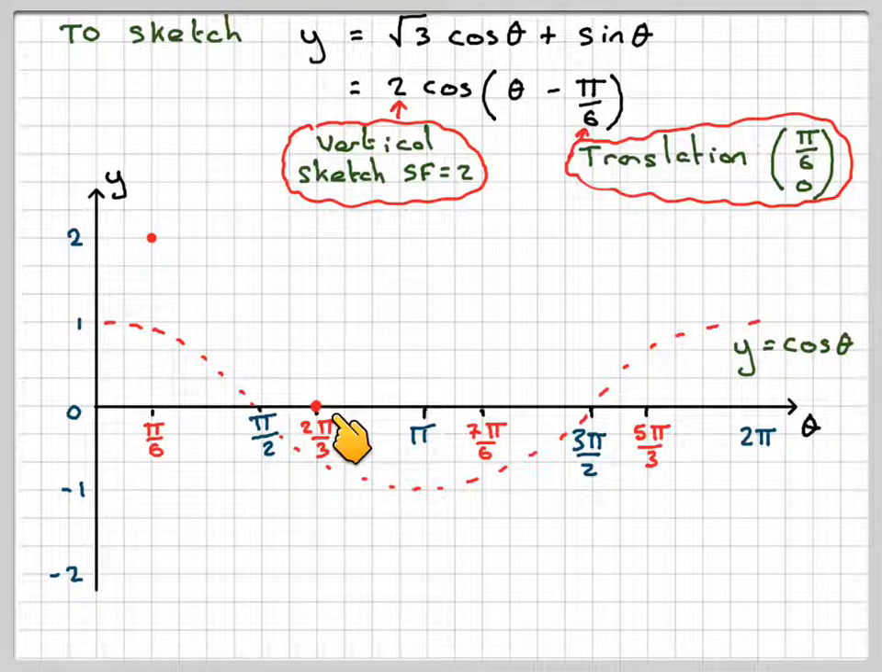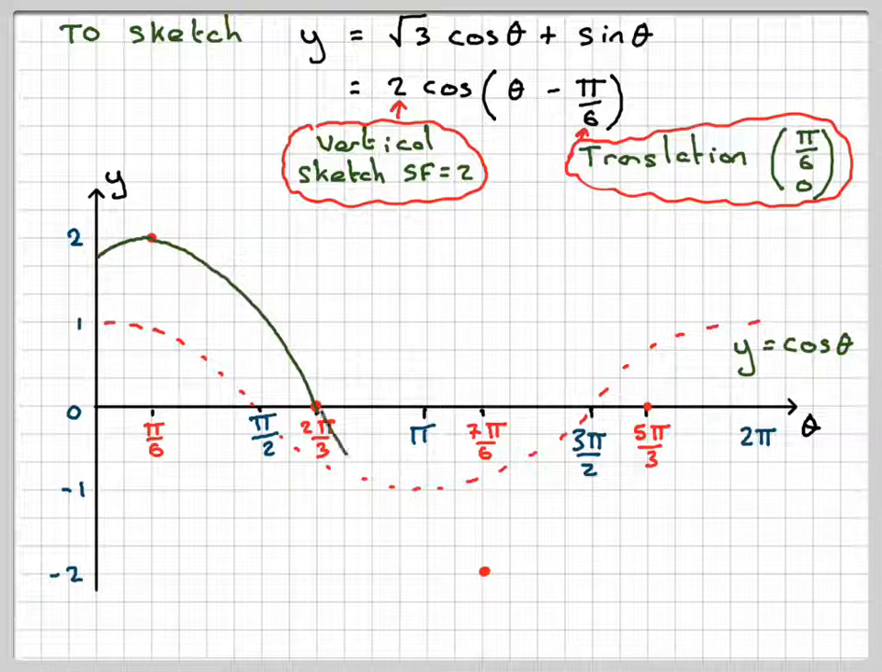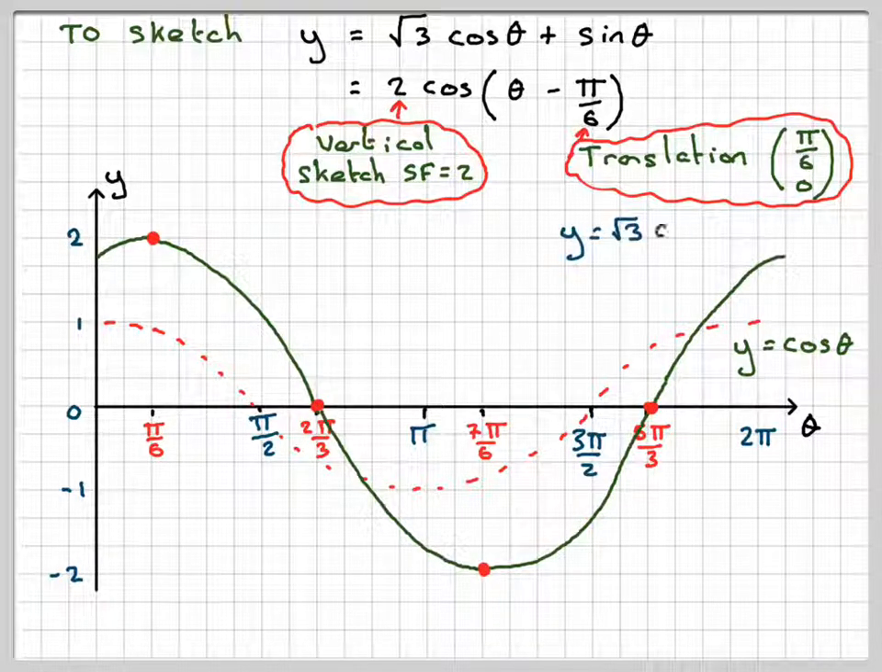At this point here, the curve will be 0. At this particular point here, the curve will be minus 2. And at this point here, the curve will be 0 again. So then we can sketch our curve, which will look like that, and label it y equals square root of 3 cos theta plus sine theta.